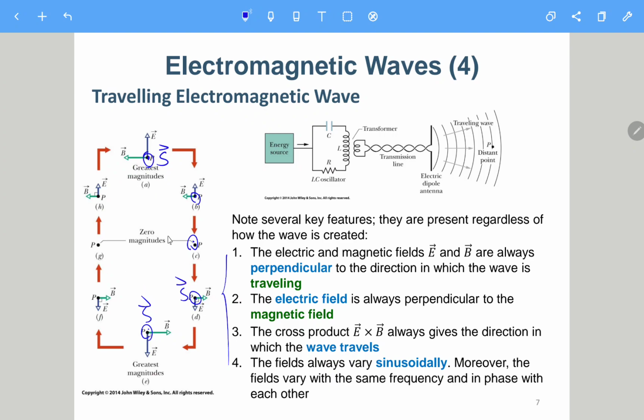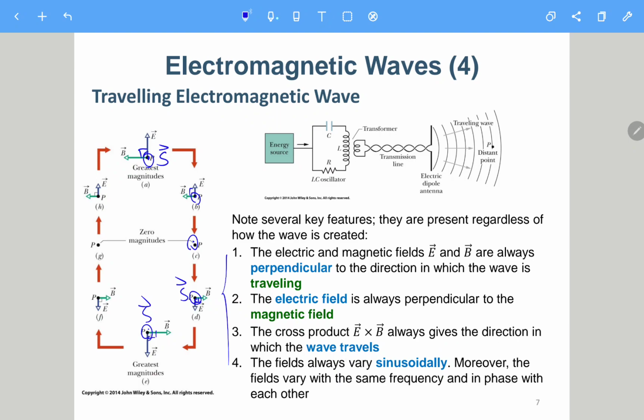So all the way they will be traveling with a direction perpendicular to the E field and B field. And the second one is that the E field is always perpendicular to the magnetic field. So you can see here the E field is perpendicular, pointing to the opposite side, still perpendicular to each other. Which means that the E field, B field, and also the pointing vector are always perpendicular to each other. And then the third one is the cross product E cross B always gives the direction in which the wave travels.